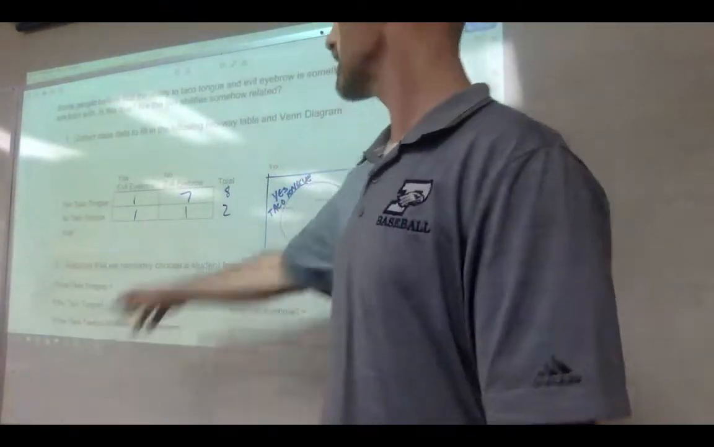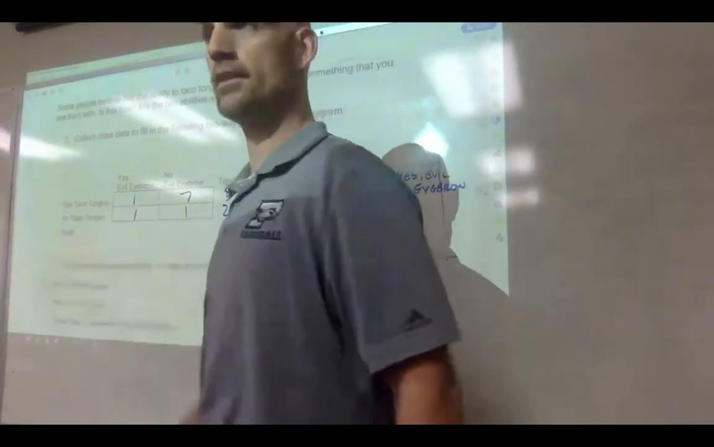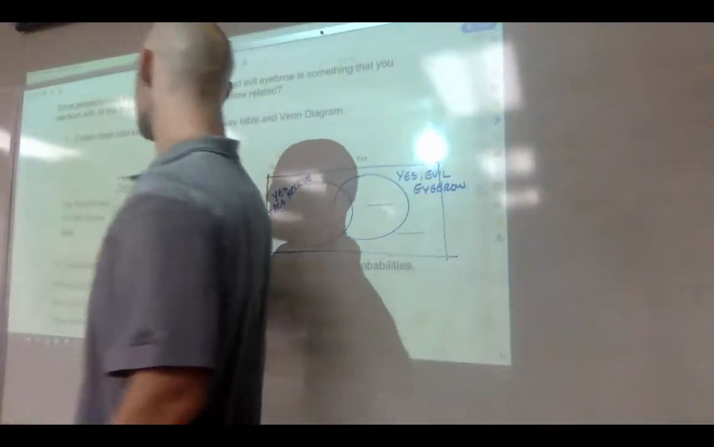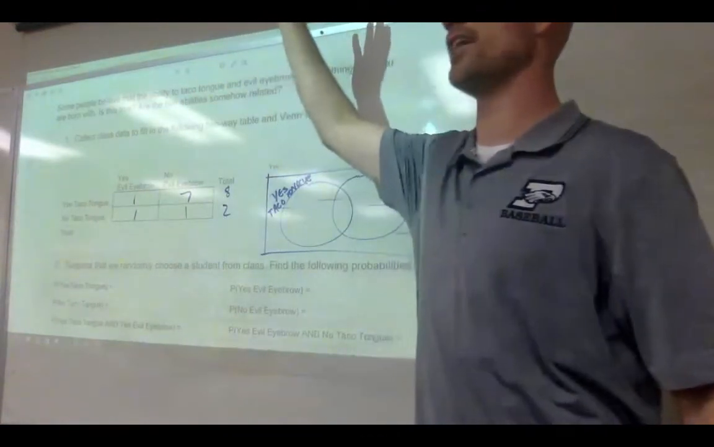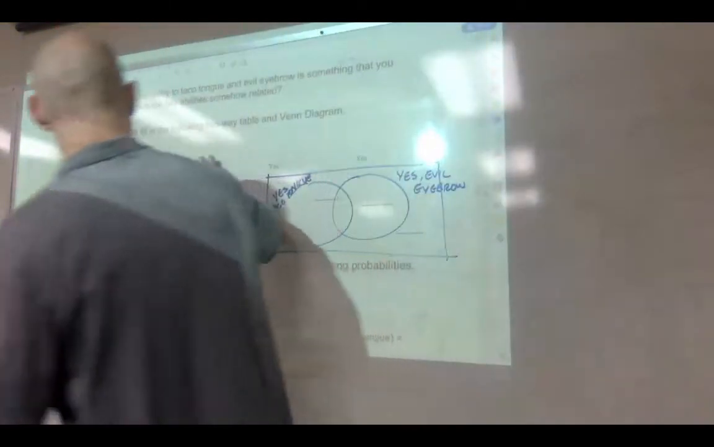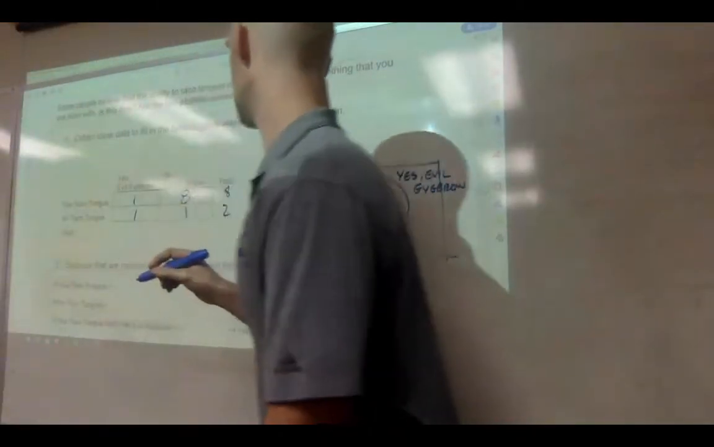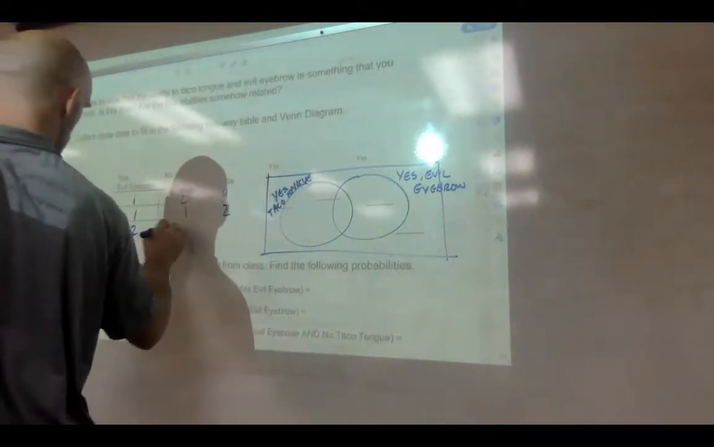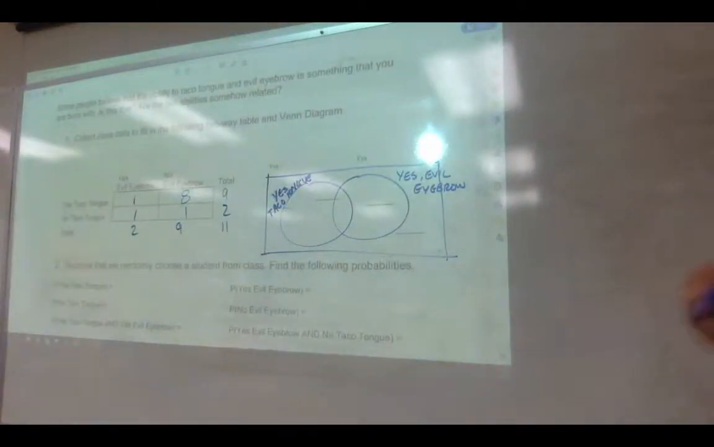So Jack is no evil eyebrow. So Jack, can you do the evil eyebrow? You can. There it is. Okay. So raise your hand for yes taco tongue but no evil eyebrow. 1, 2, 3, 4, 5, 6, 7, 8. Okay. There it is. So is that everybody then? Yes. Okay, we got 11 and 11. Okay, perfect.